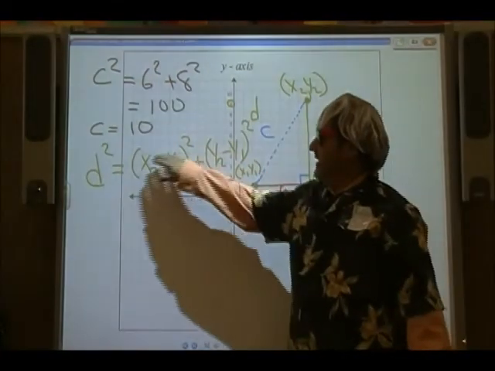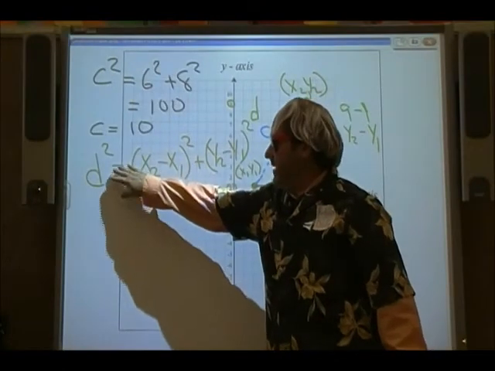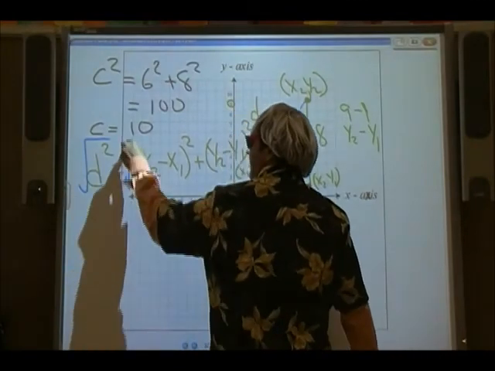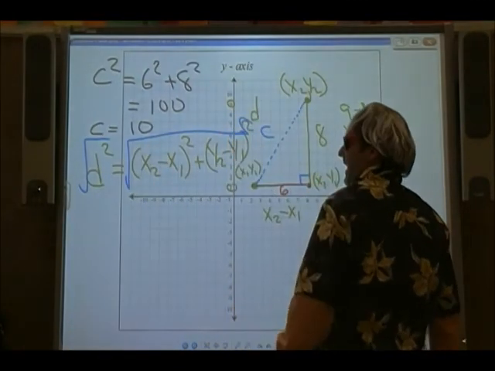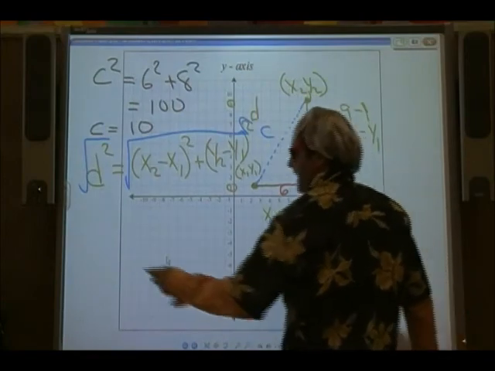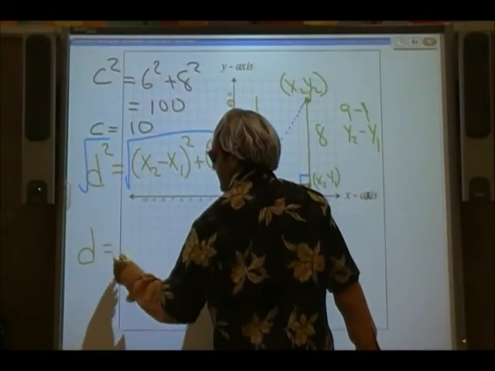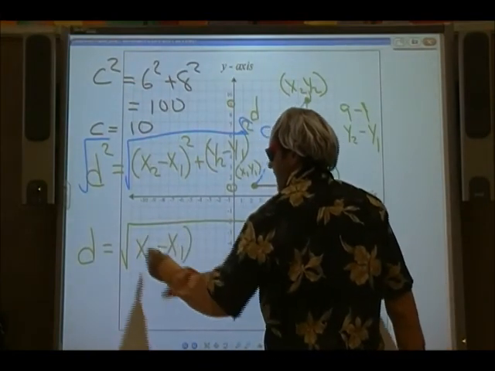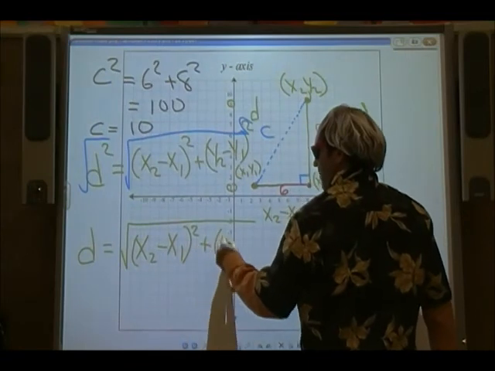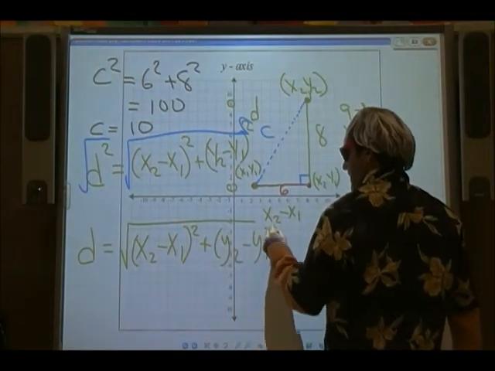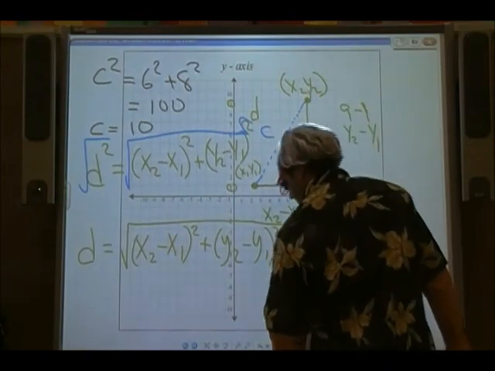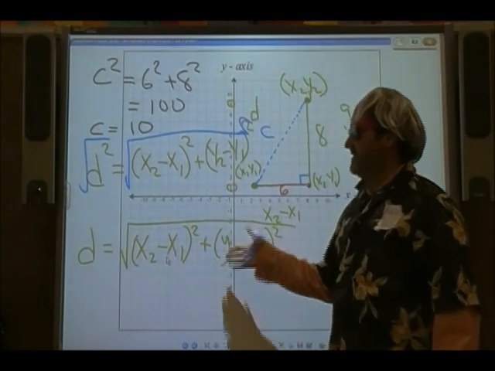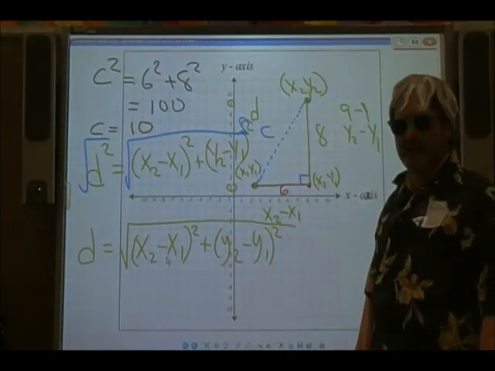And we don't like the squares here, so they rewrite it. They want d by itself, so you take the square root of this whole thing. And what am I left with? I'm left with d equals the square root of (x2 minus x1) squared plus (y2 minus y1) squared. And there you have it, the distance formula. That's how it's derived.